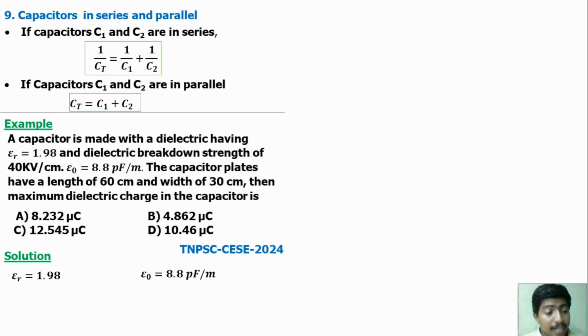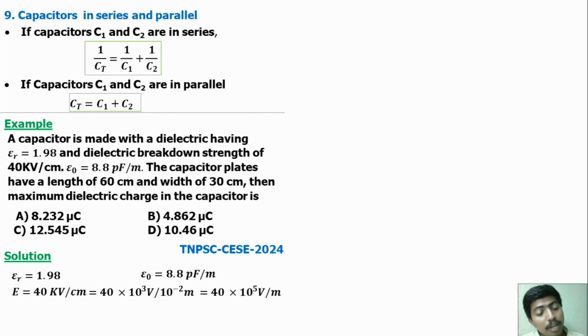Okay. Next, here electric field is given. Electric breakdown strength, electric field strength is given as 40 kilovolt per centimeter. We have to convert the electric field in terms of volt per meter. So 40 into 10 power 3 volt per 10 power minus 2 meter. Simplify this equation, we will get 40 into 10 power 5 volt per meter. Length and width of the plate are given, so we can find the area. We have to find the charge Q value.